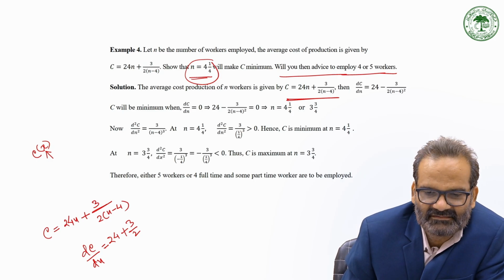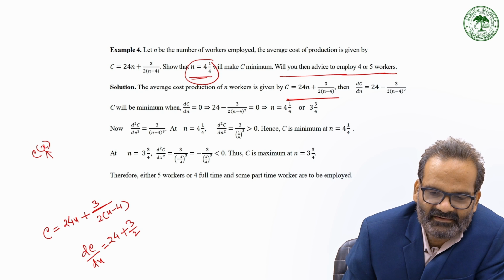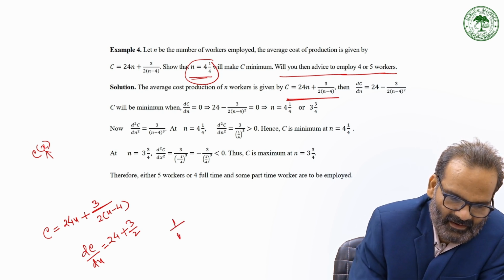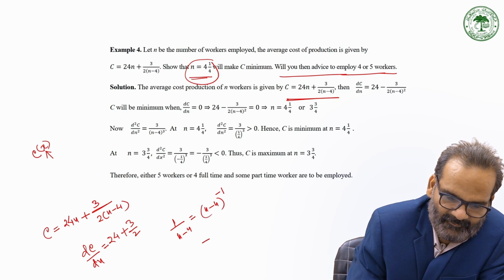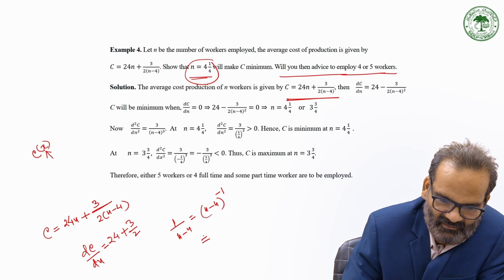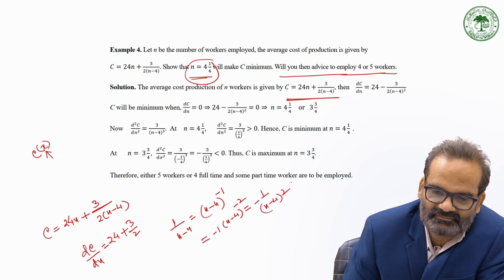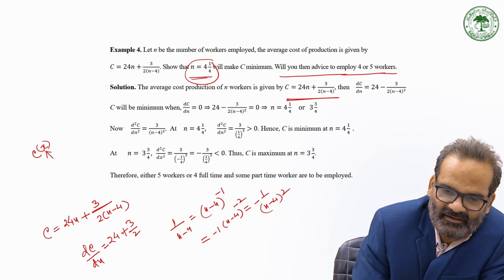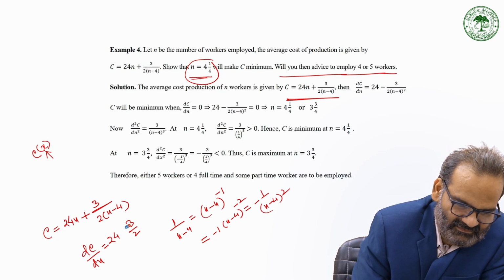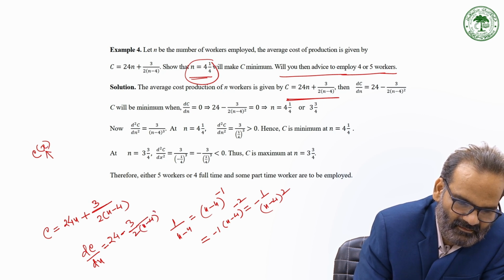What will happen with 1 upon n minus 4? Find out its derivative. 1 upon n minus 4 can be written as (n minus 4) raised to the power minus 1. Using the formula of x raised to the power n, you will get minus 1 times (n minus 4) raised to the power minus 2, which is equal to 1 upon (n minus 4) power 2, with a minus sign. So this value will become 24 minus 3 by 2 into (n minus 4) power 2. The same thing.